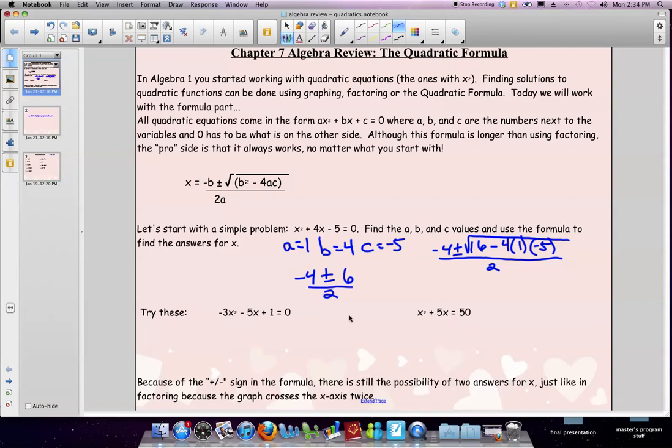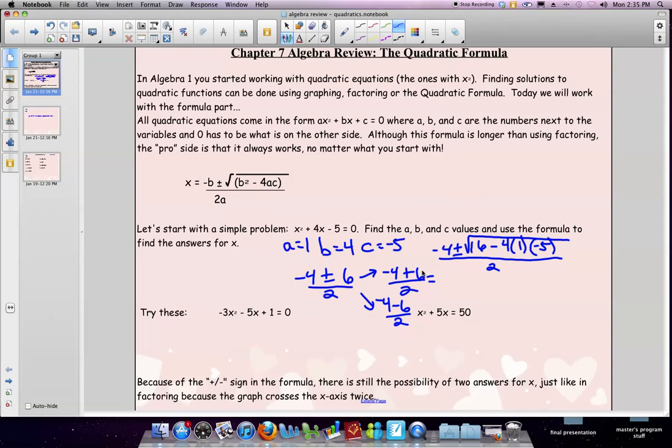I'm not done with my problem yet. I can simplify this. Once I get out from under the square root, or simplify the square root as far as I can, now's when I'm going to split it up into my 2 possible answers. When you factor, you get 2 answers. When you do the quadratic formula, you also get 2 answers. I will split them up into negative 4 plus 6 over 2. And then the other one will be when I use the subtraction sign. So it would be negative 4 minus 6 over 2. That's how I get my 2 answers.